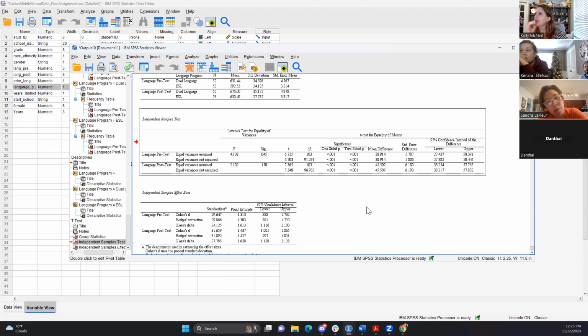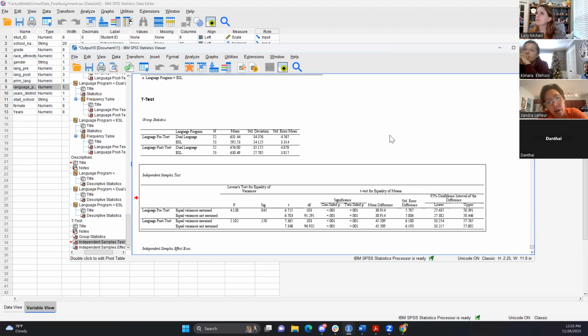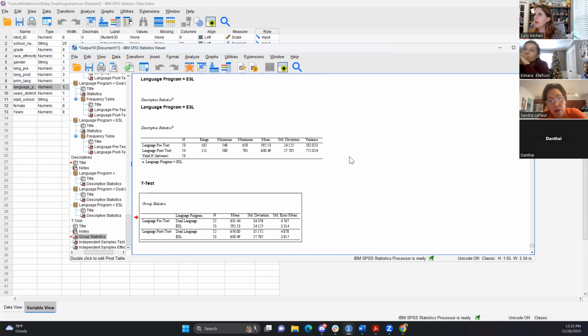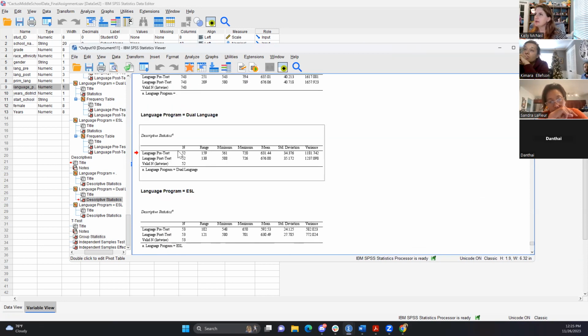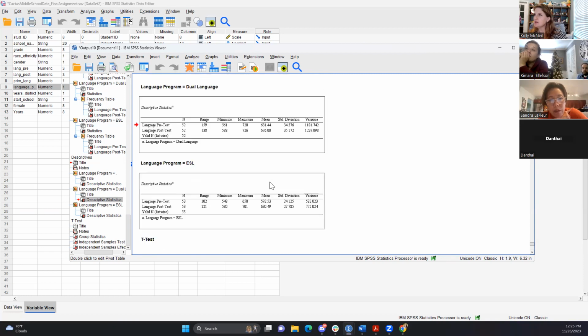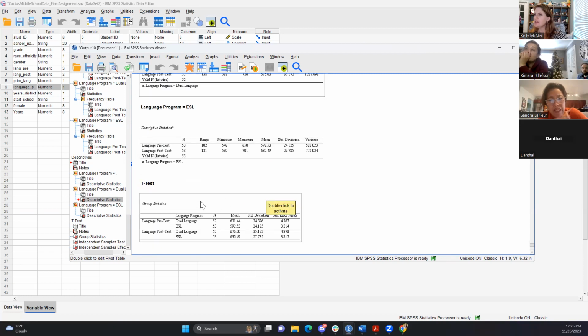If you scroll up a little bit, this table right here, group statistics, is that the same as if you built it with the other stuff you have above it? Have to look and see. So let's just examine it. Language program, dual language, the pre-test mean is 631.44. So 631 and 676, dual language. So if I come down here and I look at this, yep, same.